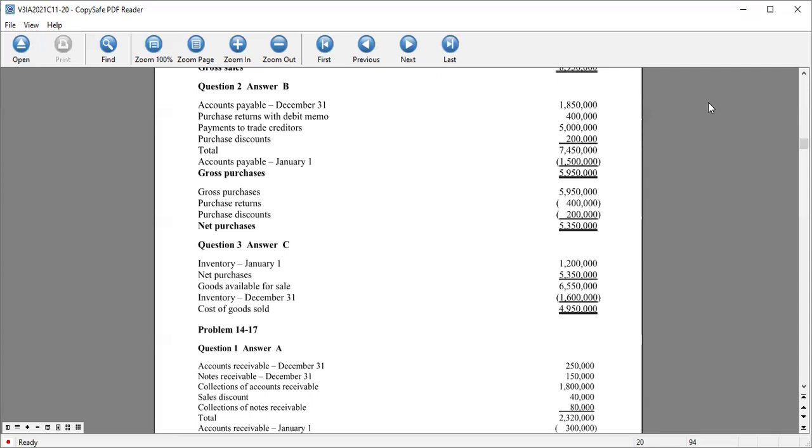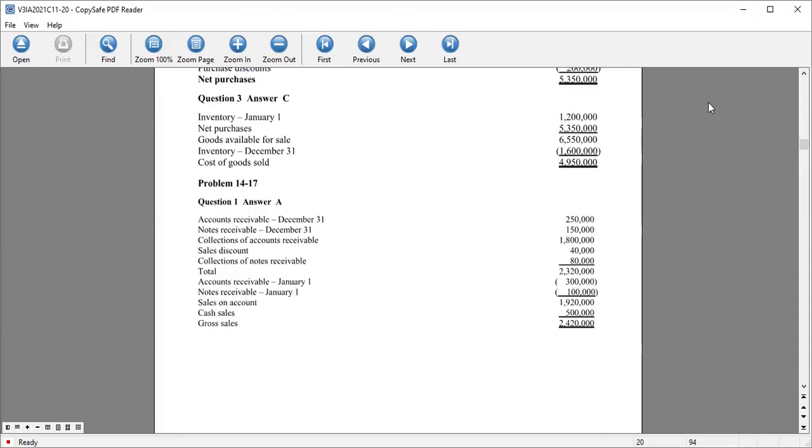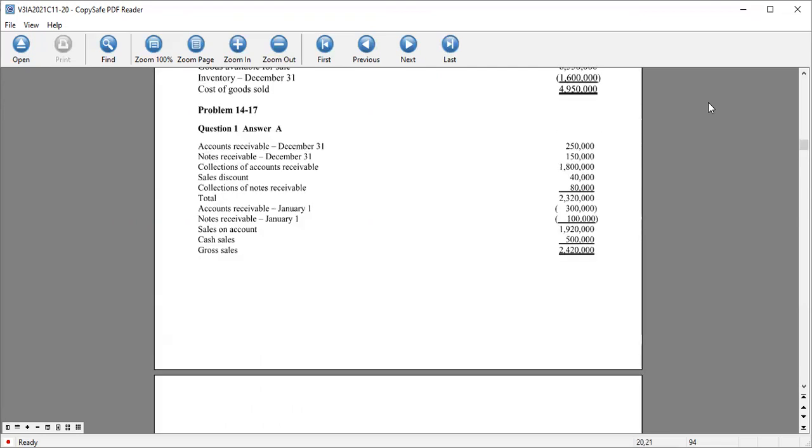Now we go to problem 17. Problem 17, question number 1. Under accrual basis, what amount should be reported as gross sales for the current year? In problem 17, which is using the accrual basis, we have 2 requirements. And the first one is, what amount should be reported as gross sales? Okay, so number 17, question number 1, the answer is A. The amount that should be reported as gross sales for the current year.